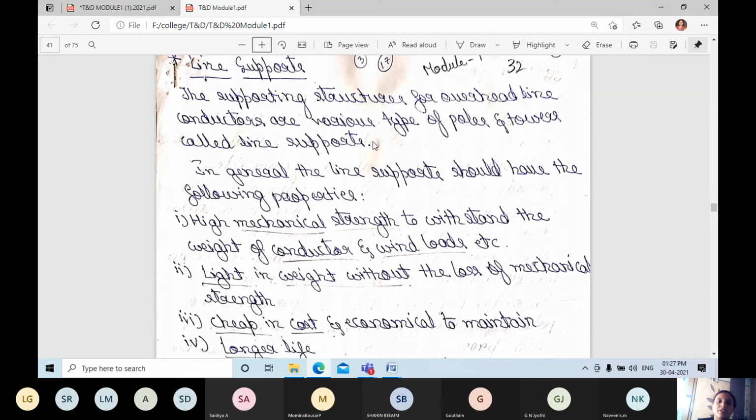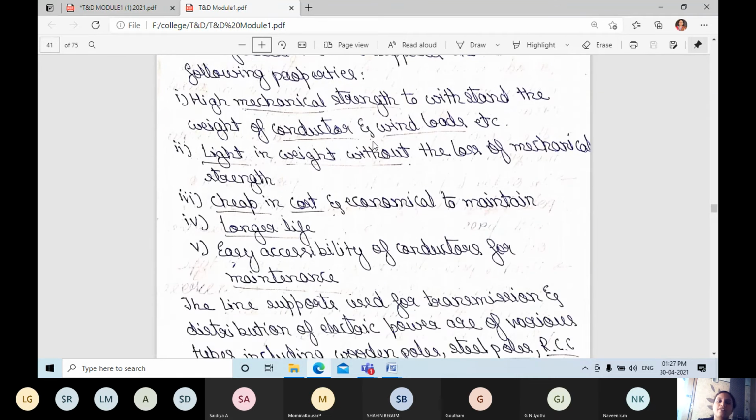Here, what are the properties? It should have high mechanical strength. Why? It should withstand the weight of the conductor and also wind load, etc. And it should be light in weight without loss of mechanical strength. If it is light in weight but the pole or tower doesn't have mechanical strength, that is not the property. It should be light weight and should not have less mechanical strength.